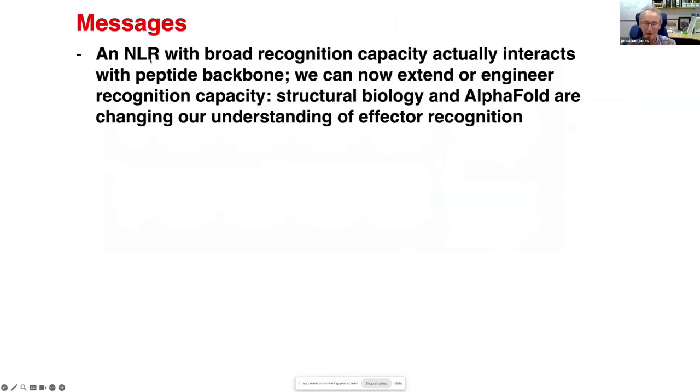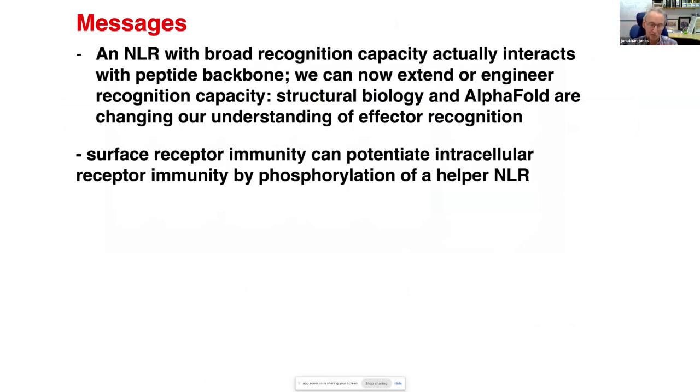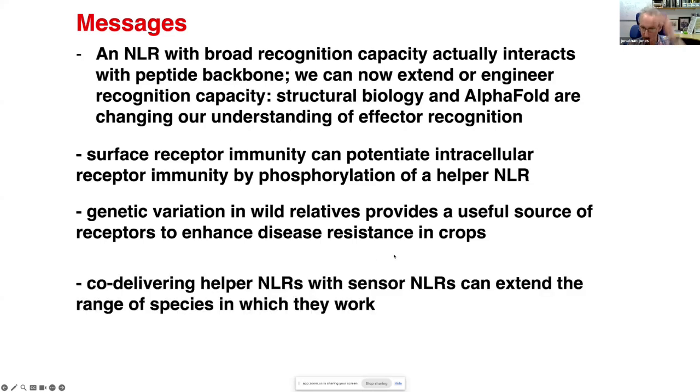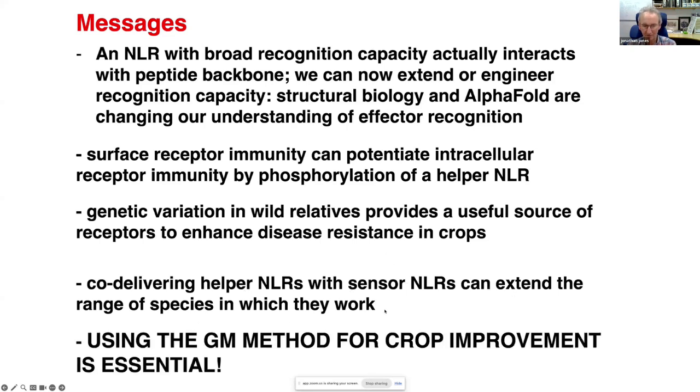So what have I told you? I've told you a bit about an NLR with broad recognition capacity, WRR4, and at this point, structural biology and AlphaFold are changing our understanding of effector recognition. I mentioned briefly a discovery we've made about how PTI can potentiate ETI by phosphorylation of a helper NLR. I've told you about how we can use genetic variation in wild relatives to source useful receptors to increase resistance in crops, and how co-delivery of helper NLRs with sensor NLRs can extend the range of species in which they work.